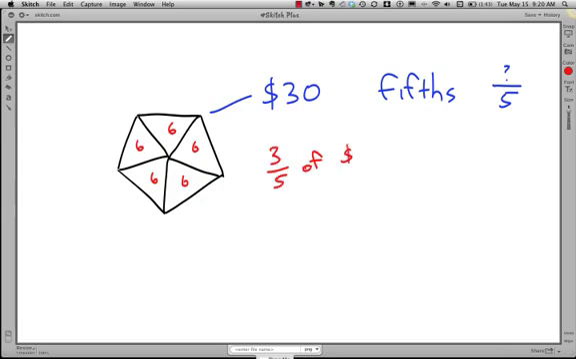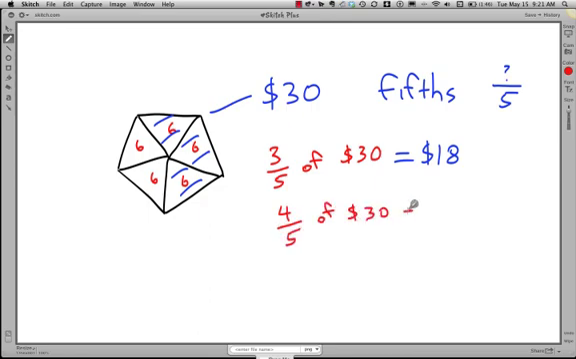Now let's say that the question is, what is 3/5 of $30? Clearly that's pretty easy. 3 of these gives us $6, $12, $18. Any questions that are easy to think through are better off to think through. Some of them you'll need to work out on paper or with a calculator. But this one here is very straightforward. And just out of interest, 4/5 of 30 would be 18 plus 6 is 24.